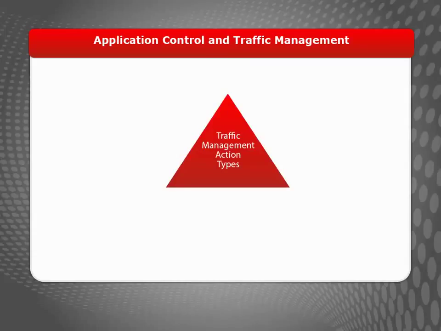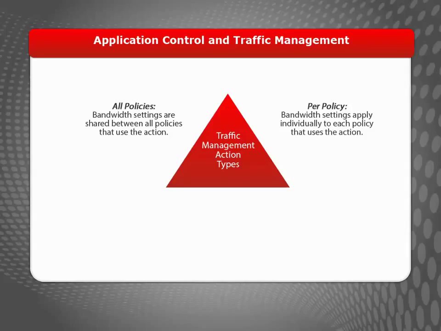There are three types of traffic management actions that you can use to control your network traffic. If you create and apply an All Policies action, the bandwidth settings are shared between all the policies that use that action. In a Per Policy action, the bandwidth settings apply individually to each policy that uses that action. If you use a per IP address action, the bandwidth settings apply to traffic from each client IP address.